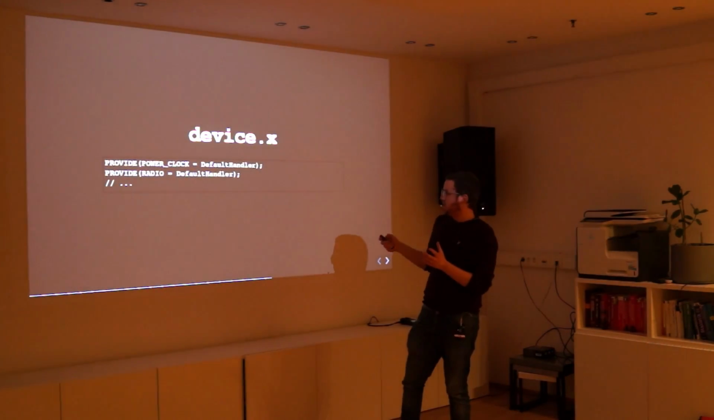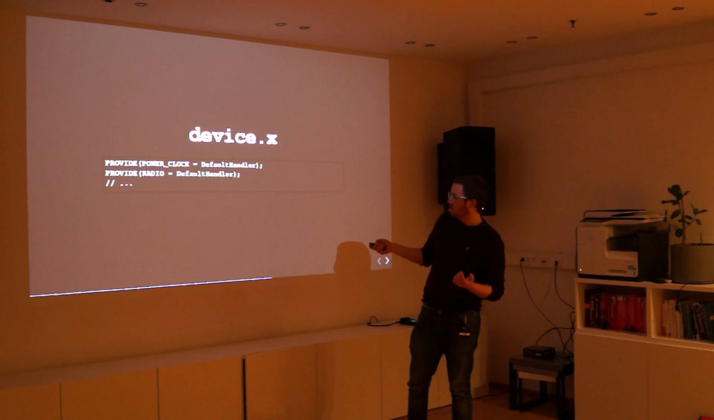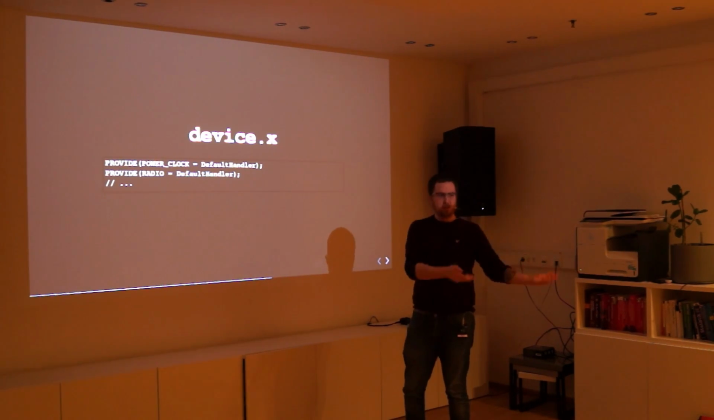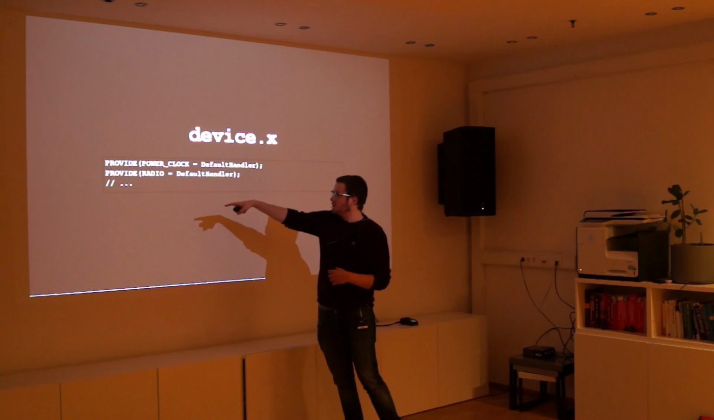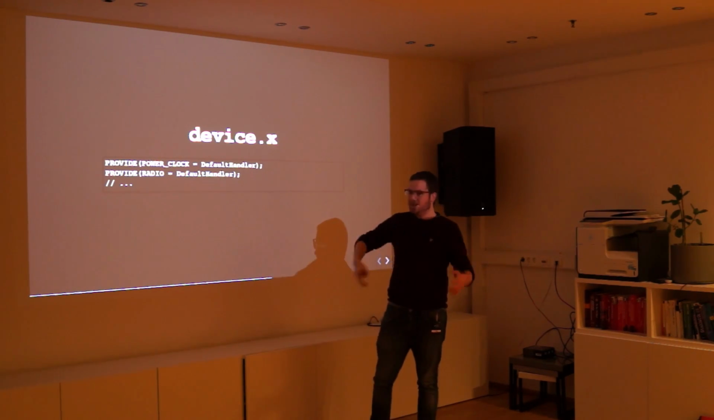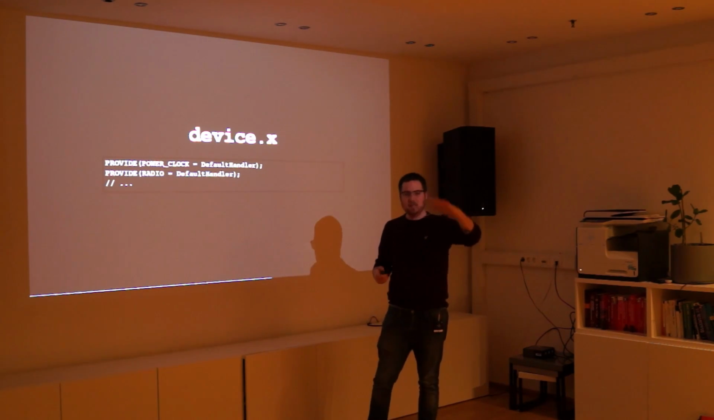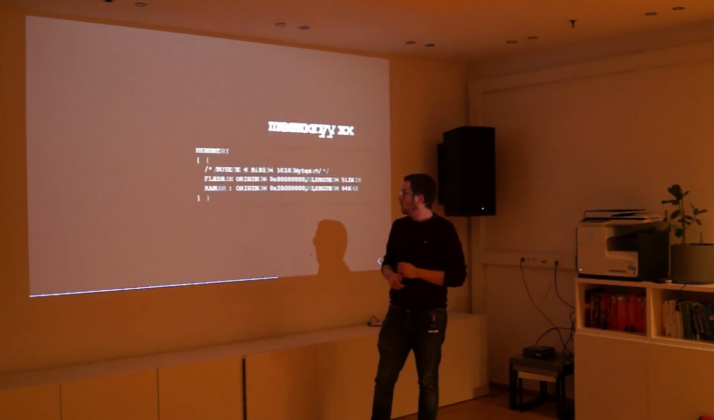So the device.x might look like this, where it defines all of these different interrupts. Mine's on an nRF52, which has a radio. So you might have a power clock interrupt or a radio interrupt, and it's going to provide some kind of default value, but really it's going to list all of these interrupts. So it knows how big that vector table is going to be.